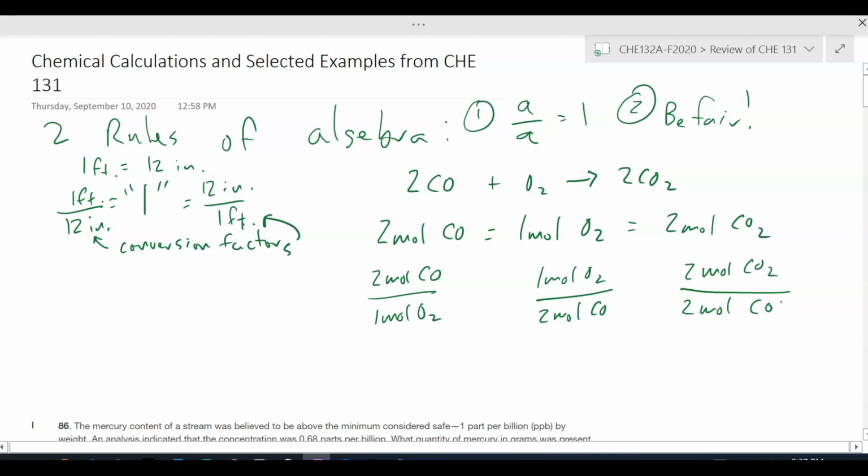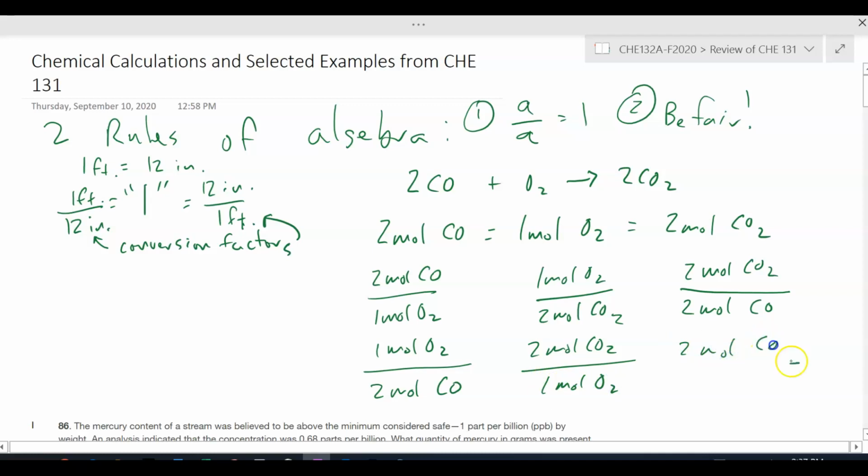And let's see, I believe we have some other ones. Maybe I should do this as 2 moles CO2 over 1 mole O2, and 2 moles CO over 2 moles CO2. Those don't look much different maybe, but there are subtle differences there.